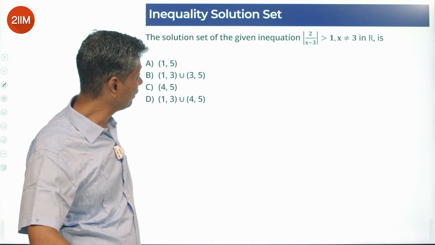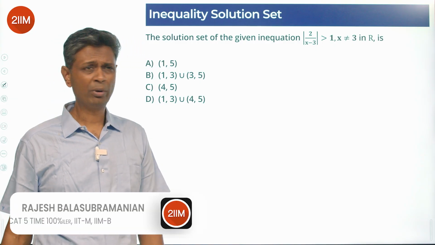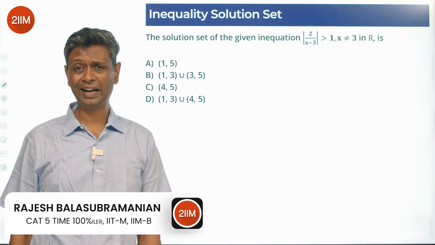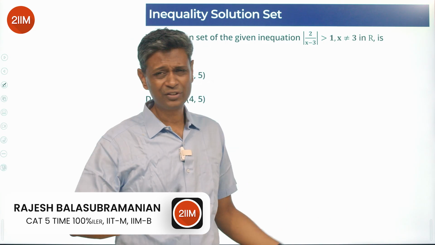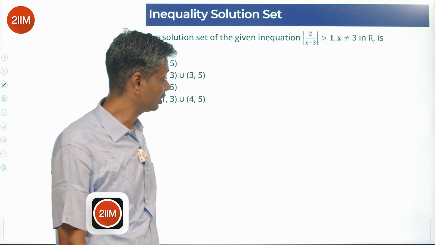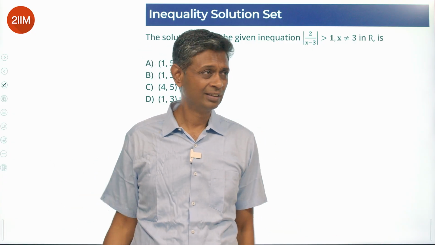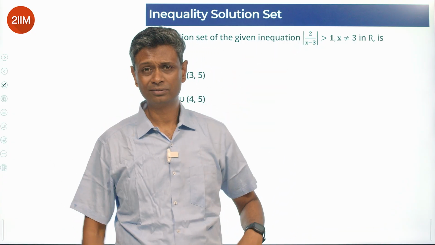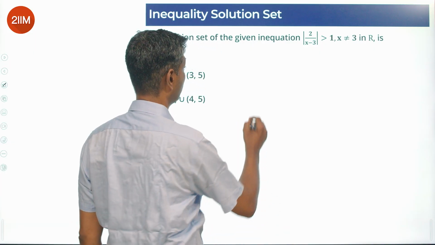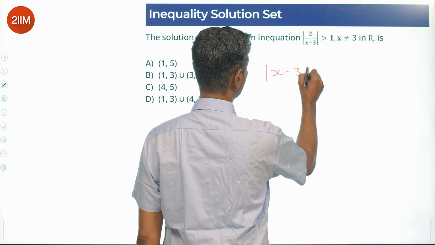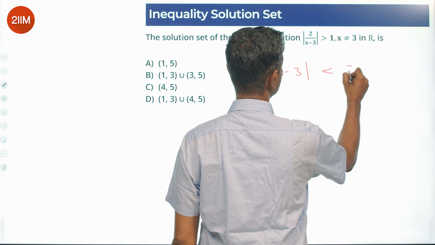The solution set of the given inequation, 2 by modulus of x minus 3 is greater than 1. It's a more algebraic way of doing this, right? We have 2 by modulus of x minus 3, minus 1, greater than 0, and simplify, x greater than 3, less than 3, all of that. So positive by positive greater than 1. When will it happen? When the denominator, modulus of x minus 3, is less than 2.